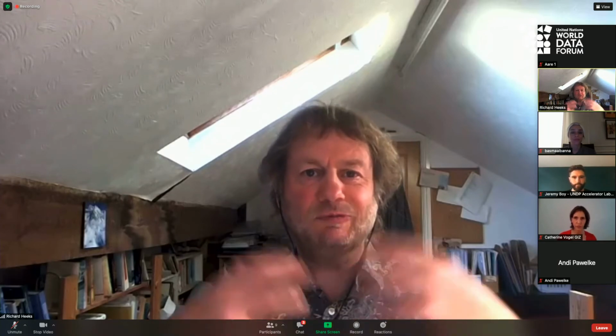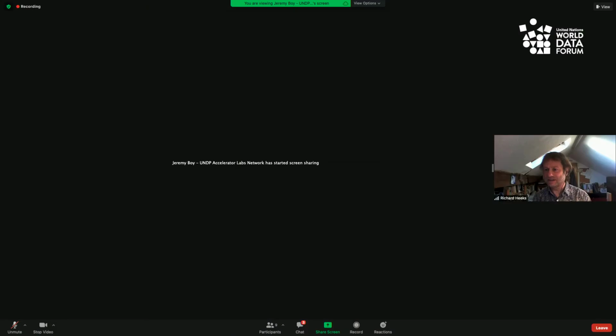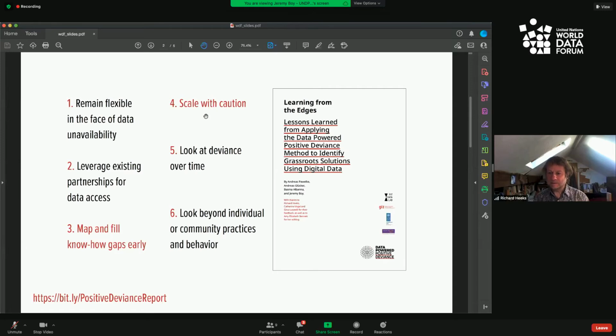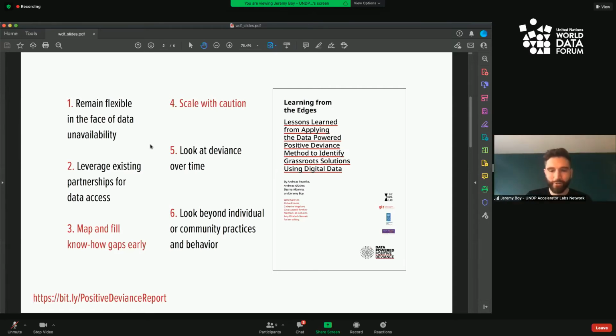Jeremy, on reflecting on those projects, what do you feel has been learned for the data for development community, for example, in terms of good practices in using data for development? So yeah, good question, Richard.